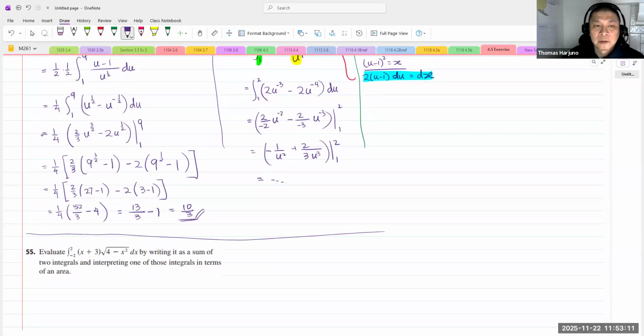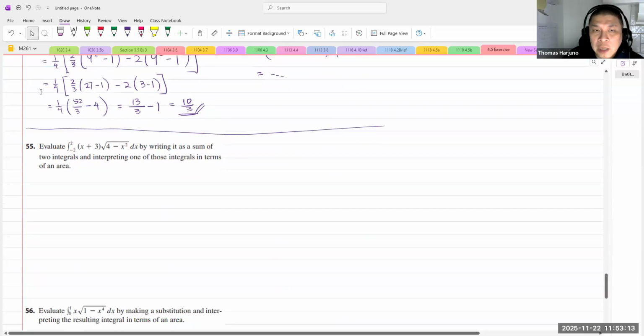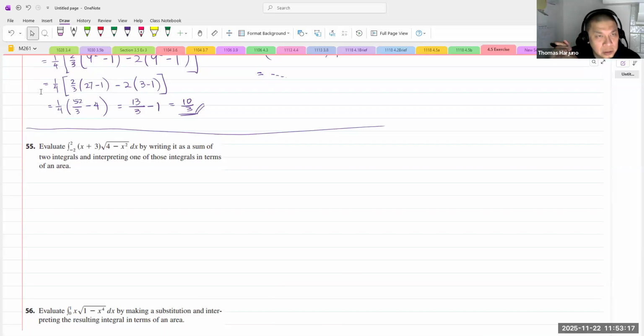Number 55. I usually don't go over this kind of question in class, but I do right now because it's actually an interesting question. Okay? Evaluate this integral by writing it as a sum of two integrals and integrate one of those integrals in terms of area. Let's see. Integral from -2 to 2 of (x + 3) square root of 4 minus x squared dx.